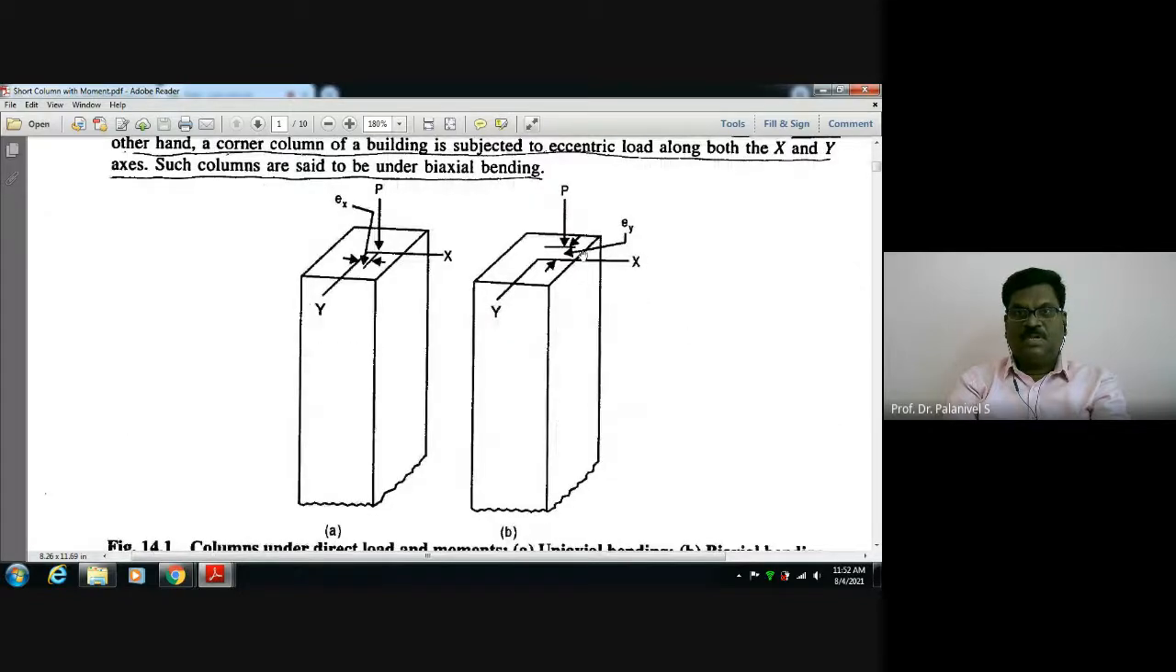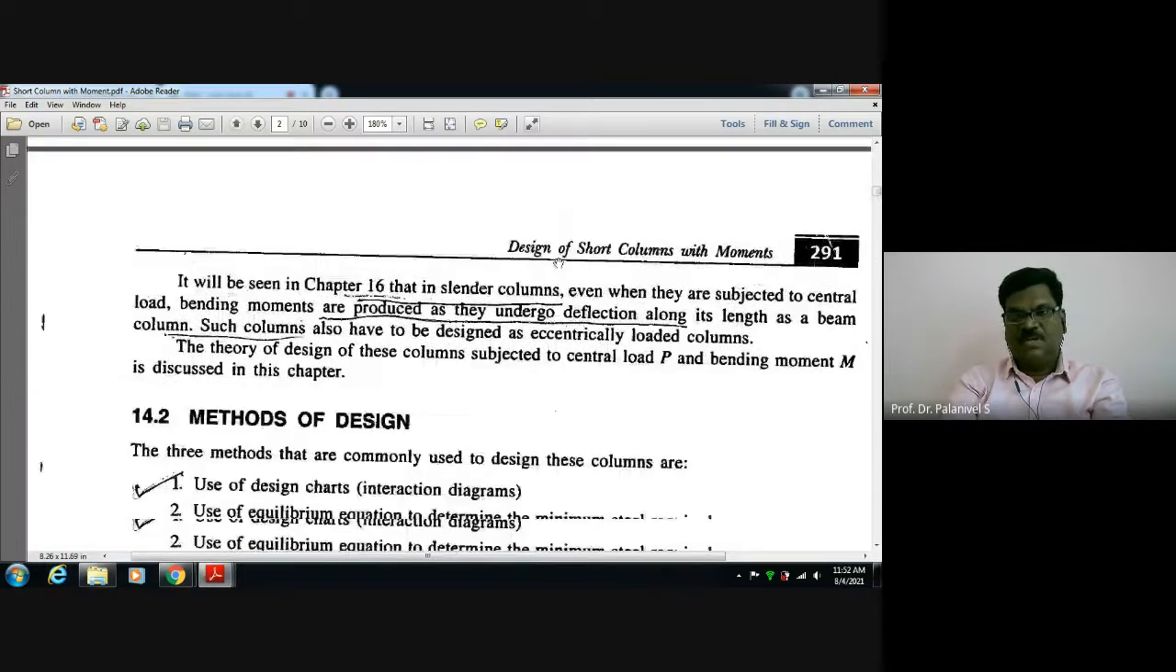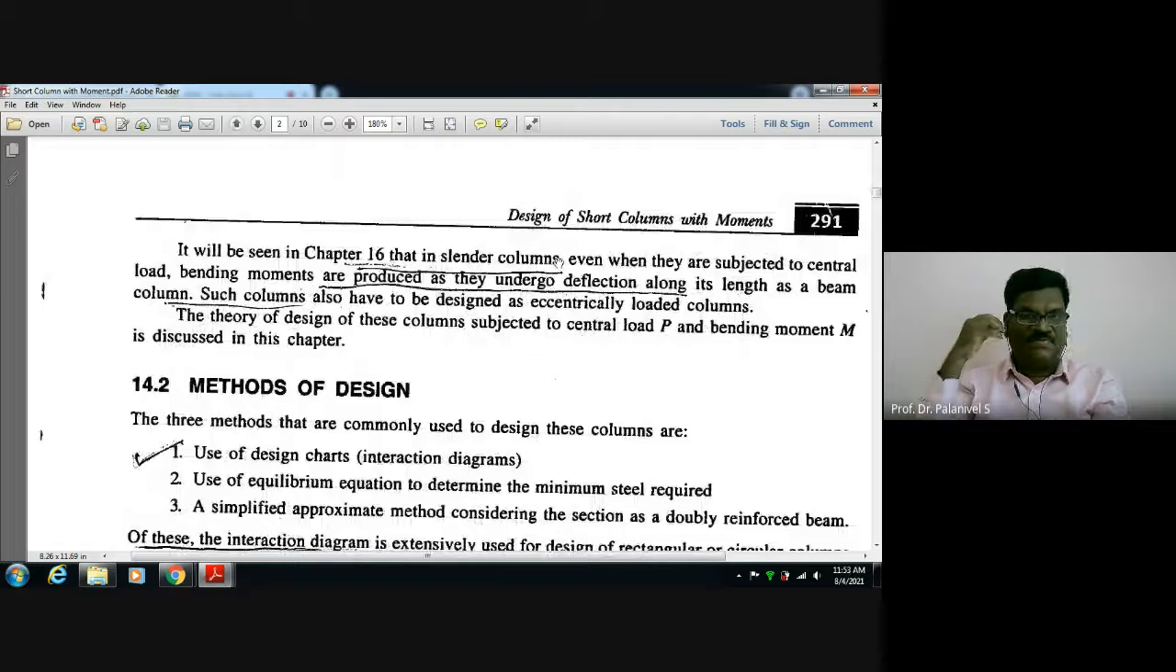to eccentricity in applying load, okay, I told you the edge columns are subject to uniaxial bending, while the corner columns are subjected to biaxial bending in a framed structure. Due to the eccentricity involved in the application of load, M by P can be computed, right? That is eccentricity due to load, in addition to the accidental eccentricity.